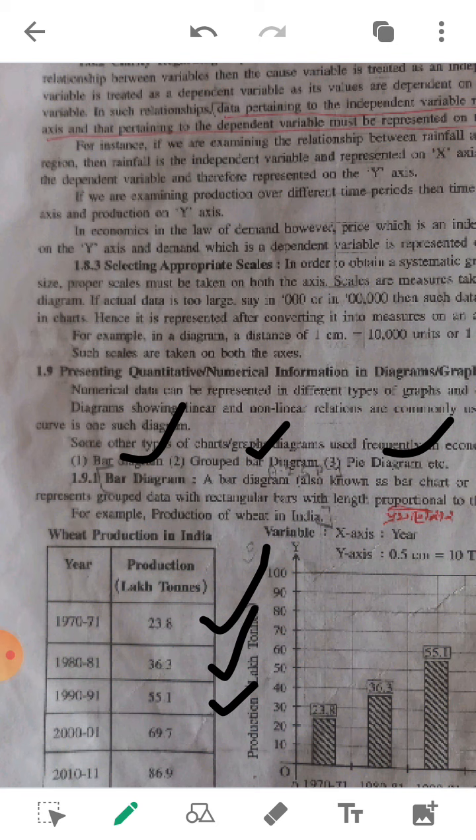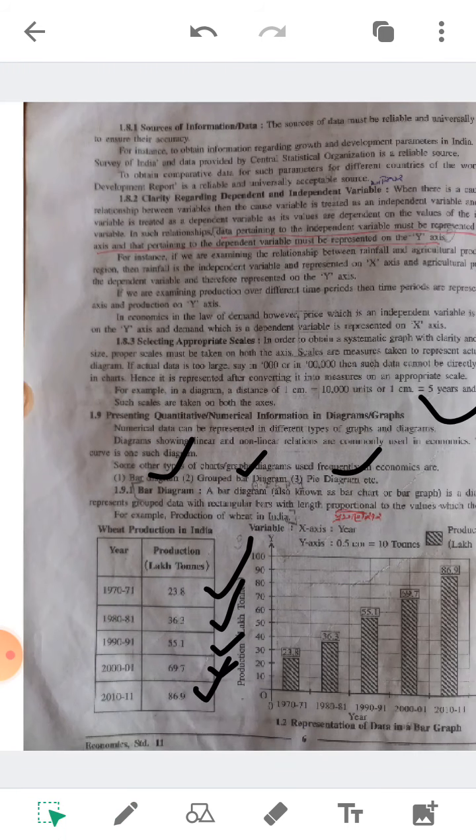In 2001 it was 69.7 lakh tons, and in 2010-11 it was 86.9 lakh tons. So it is clearly seen in this bar graph. See the data properly here, so you can understand this properly.